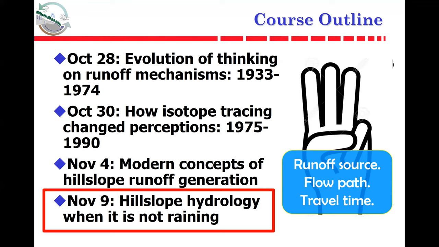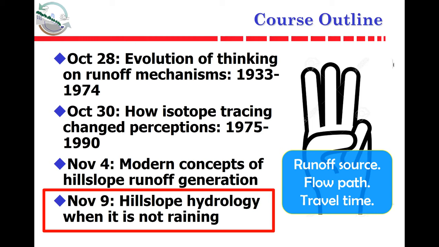We then talked about how stable isotope tracers really resulted in something of a paradigm shift in terms of thinking of now, rather than rainfall making its way through the hill slope and into the stream, the rainfall is really a trigger for displacement or release of stored water in the hill slope prior to the event. Then we went through last week some of the current concepts of runoff generation, striking similarities, as we saw, existing between overland flow and subsurface storm flow.